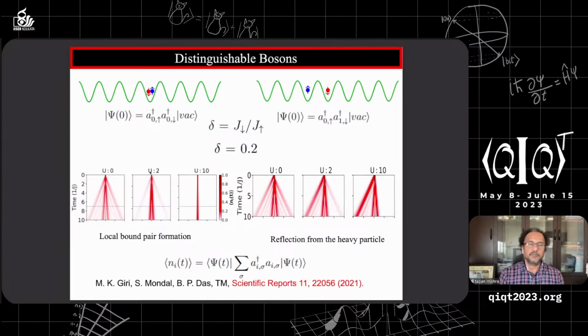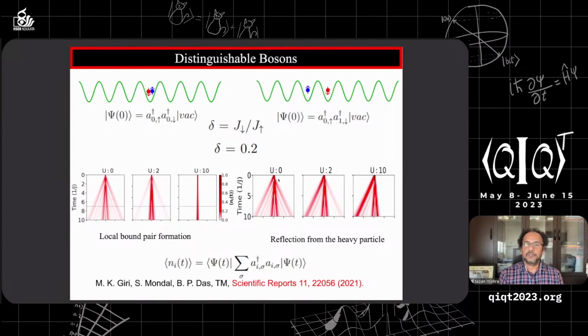So when U becomes stronger and very large, U equals 10, you can see that this overall spreading becomes very slow. Okay, so that means these two particles have formed a bound state here. The same physics that we see for the indistinguishable identical particles, here also we see this. However, when they are on the nearest neighbor sites, we see something different.